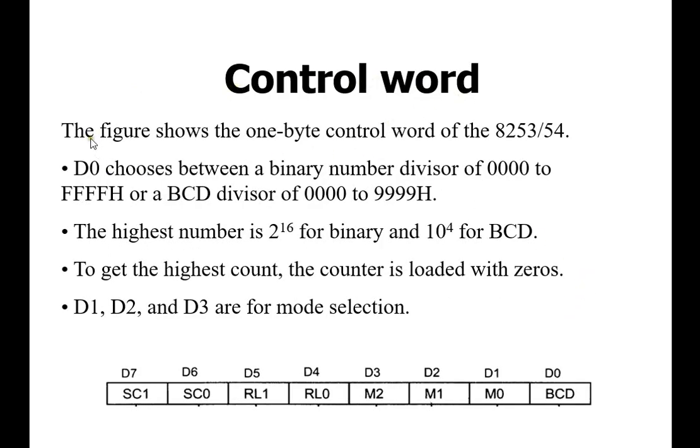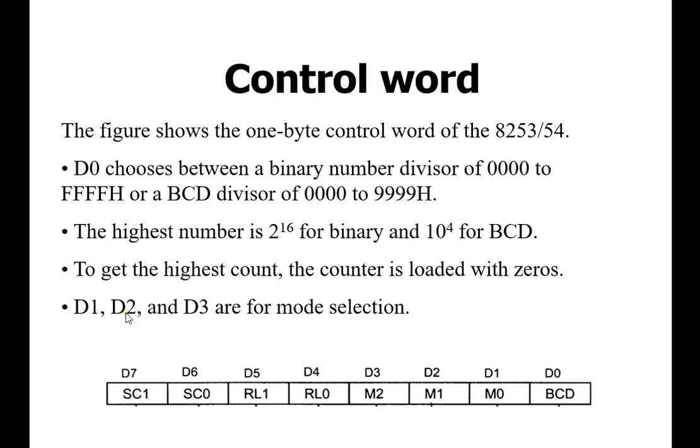Now the control word. The figure shows the 1 byte, that means the 8-bit control word of the 8253 and 8254. D0 chooses between binary, a divisor of 0000 to FFFF, which is the binary input, and BCD from 0000 to 9999, which is the BCD function. The highest number is 2 to the power 16 for binary and 10 to the power 4 for BCD. To get the highest count, the counter is loaded with zeros.